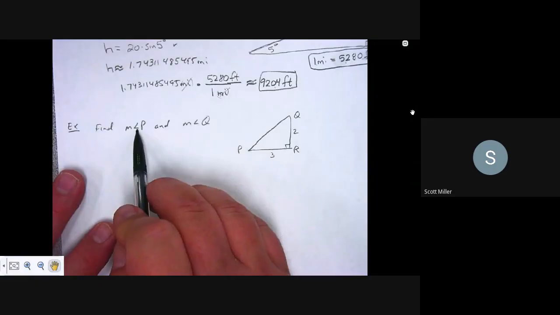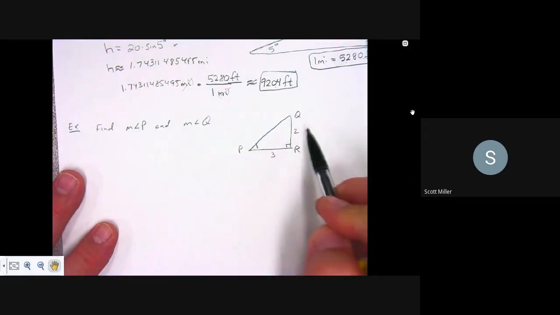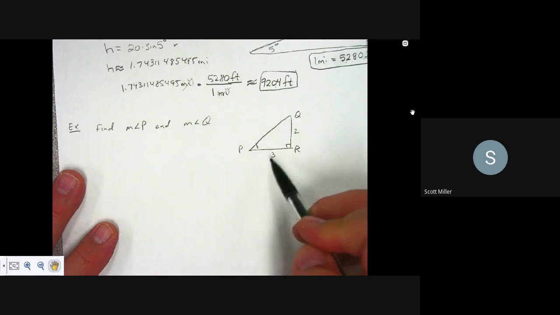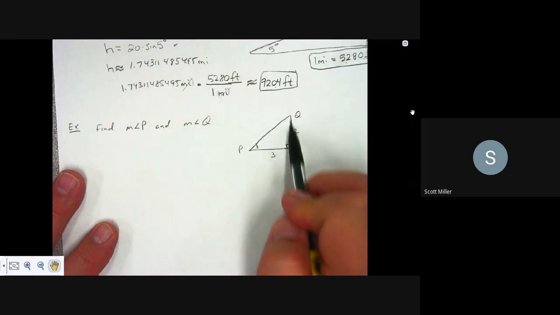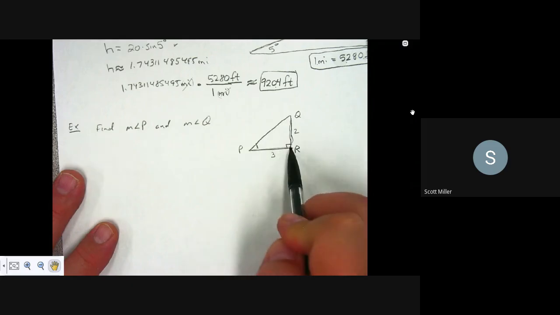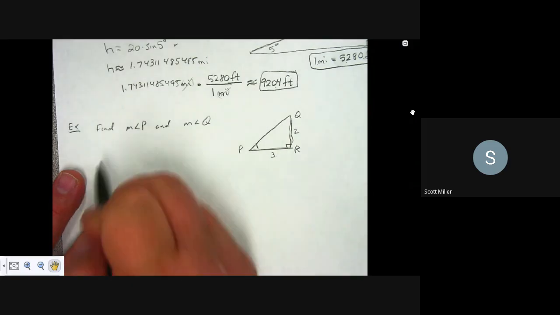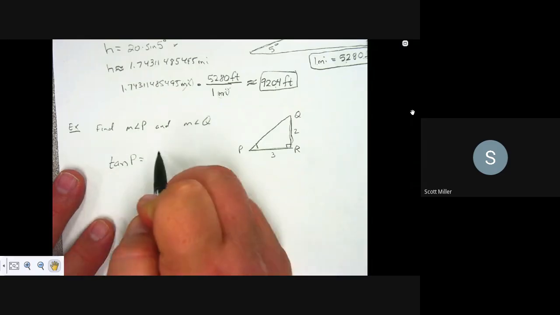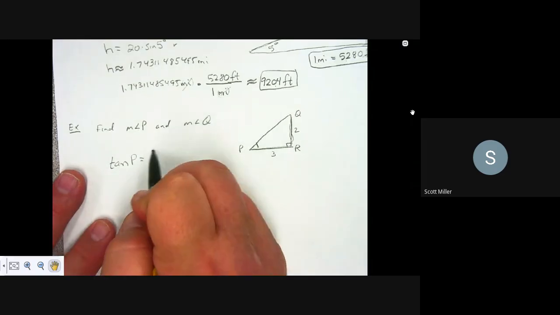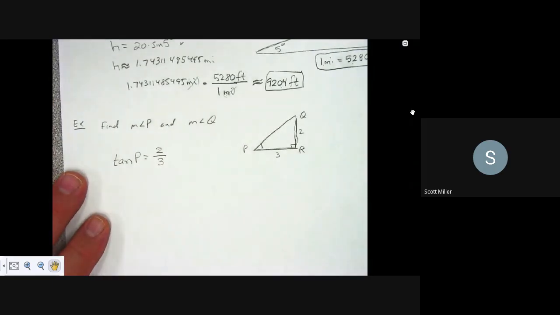We want to find the measurement of angle P. So here's angle P. So I have these two numbers, and what numbers are in relationship with these? From angle P, this is the side that is opposite. This is the side that is adjacent. So the trig ratio that has opposite and adjacent in it is the tangent. So the tangent of angle P is the opposite over the adjacent. And that's how you get your trig equation.